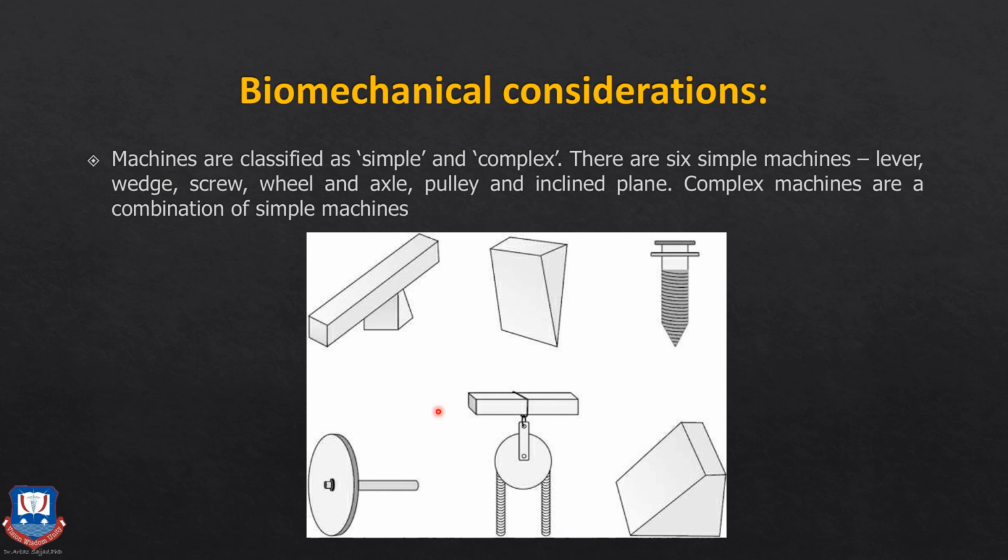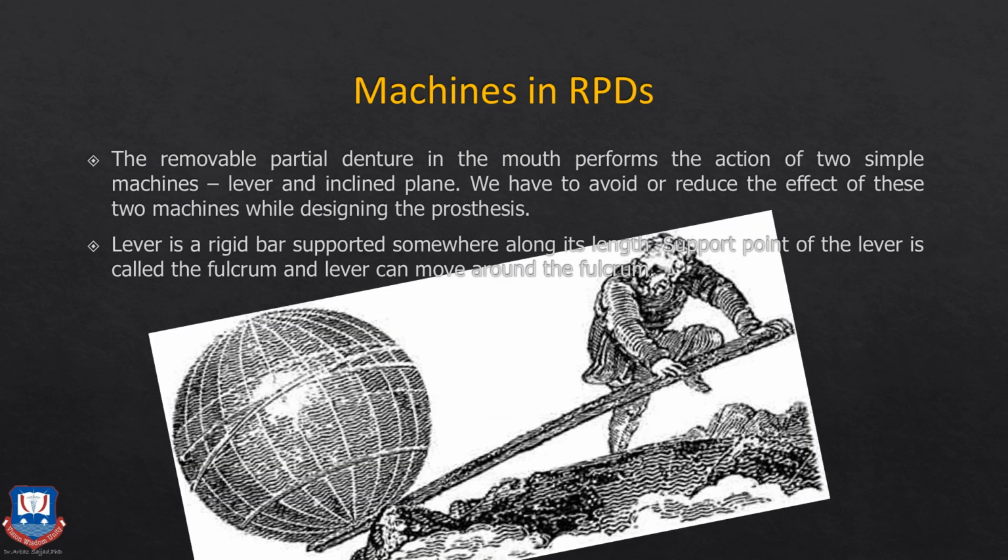There are six simple machines that are available today. This is not exclusive to dentistry, and this is the basics in physics. So the machines may be classified based on their functionality. It may be a lever, a simple lever. It may be a wedge, which acts as a fulcrum. It may be a screw, a wheel, a pulley, or an inclined plane. Of these machines, the ones which are of particular interest in RPD will be explained in the coming slides.